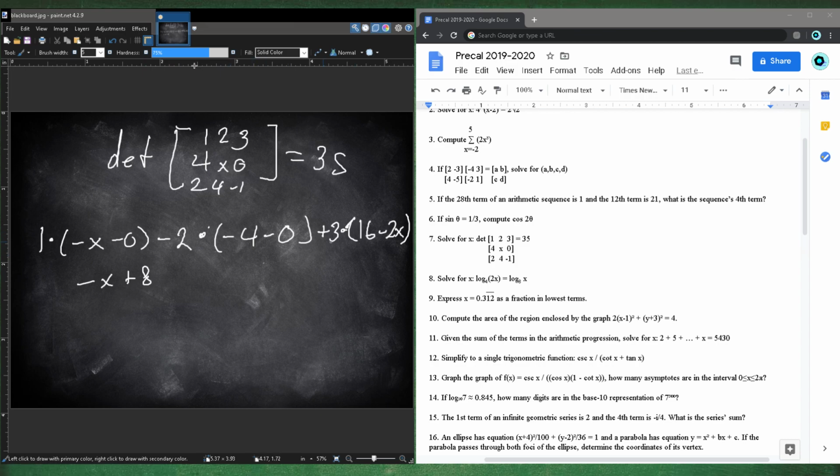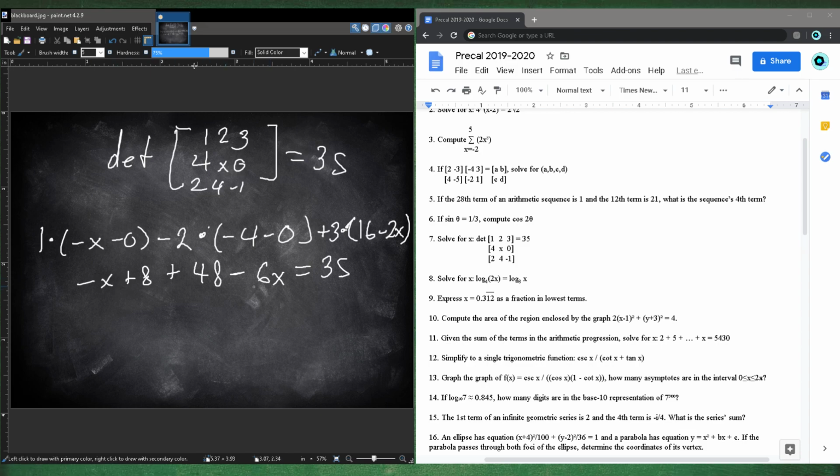And then 3 times 16 is 48. And then 3 times -2x is minus 6x. And that should equal your determinant, so it equals 35, right? I just don't have room on top here, that's why I didn't write it.